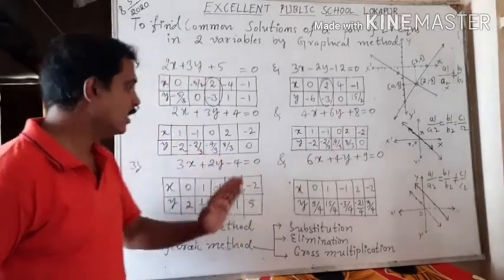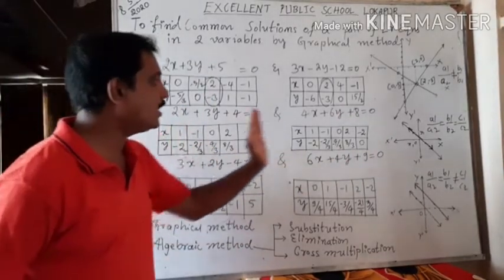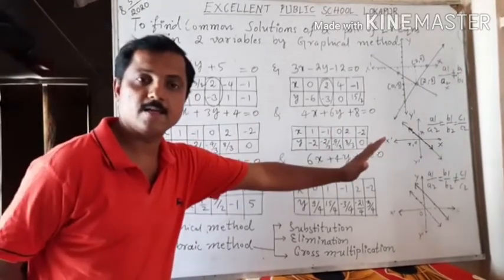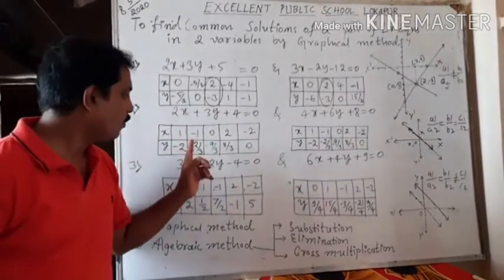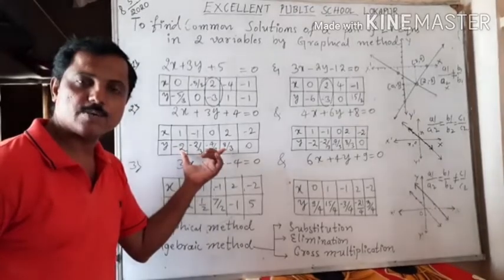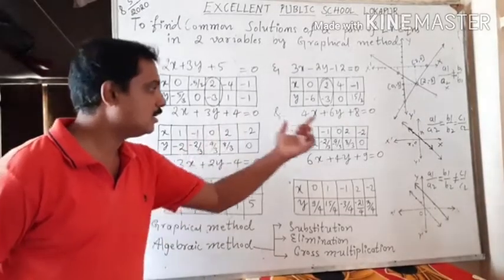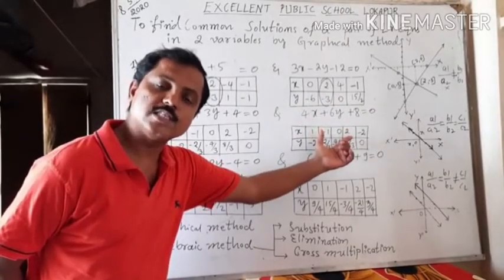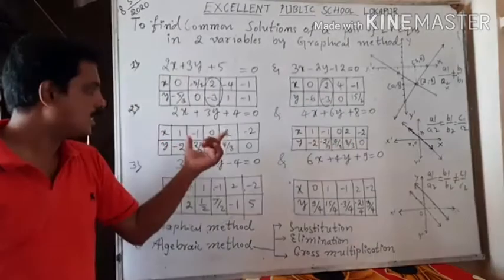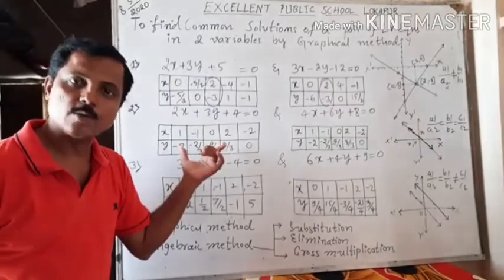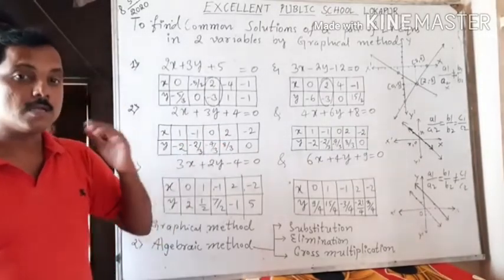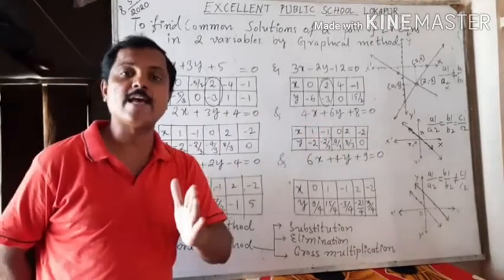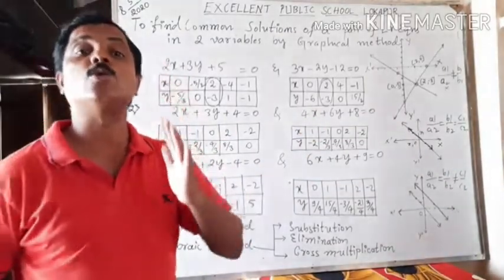It means how many common solutions are there for these two equations? Whatever the solutions of this equation are, they are the solutions of the other equation also. Whatever the solutions of this one are, they are the solutions for this equation also. So now we understand that these two equations have infinitely many common solutions.